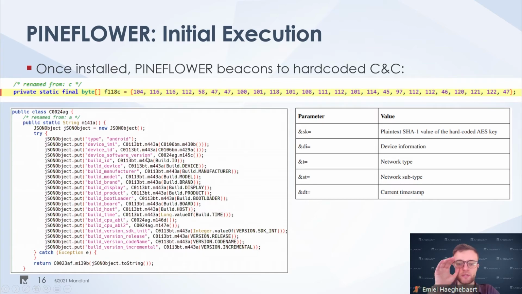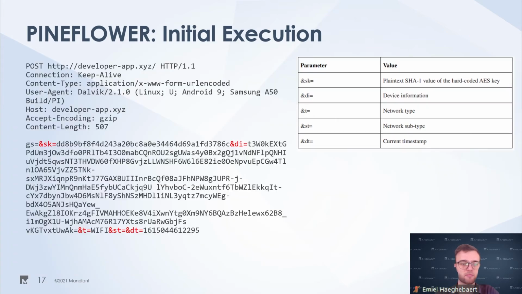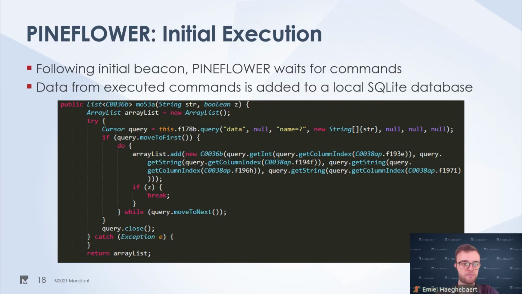Using MobiSec's dynamic analysis feature, we were able to capture an example beacon that contained device information of our emulator and intercepted this traffic. So the device information that's passed to the command and control server, with the DI parameter, is formatted into JSON, and we see the example here where we have SK, which is a plain text SHA-1 value of the hard-coded AES key, and then all of this device information down here, as well as the timestamp. So this is what this looks like.